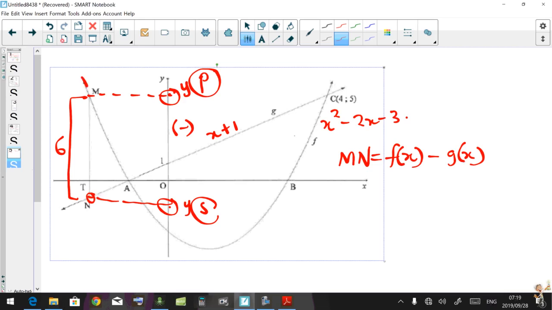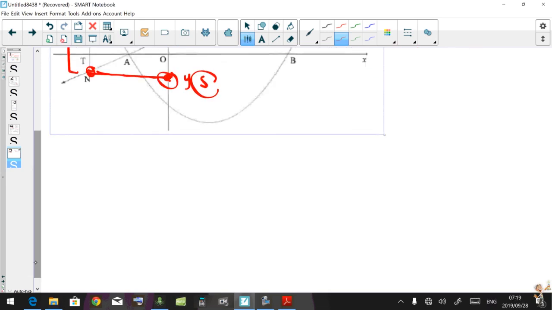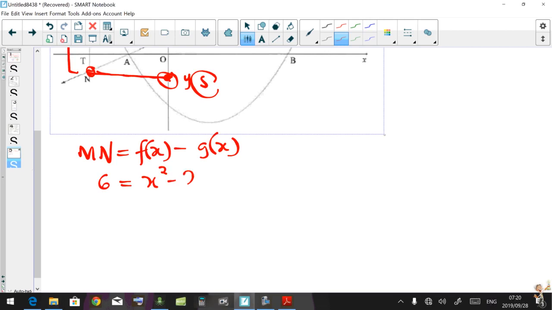Because f of x is the y value, can you see the distance here is actually equal to the distance here. So the difference between the two will give me that. So mn equals to f of x minus g of x. Let's go check something. So mn, I'm going to write it here, equals to f of x minus g of x. My mn is what? 6. What is my f of x? X squared minus 2x minus 3. And what is my g of x? X plus 1. Please, a bracket is needed.